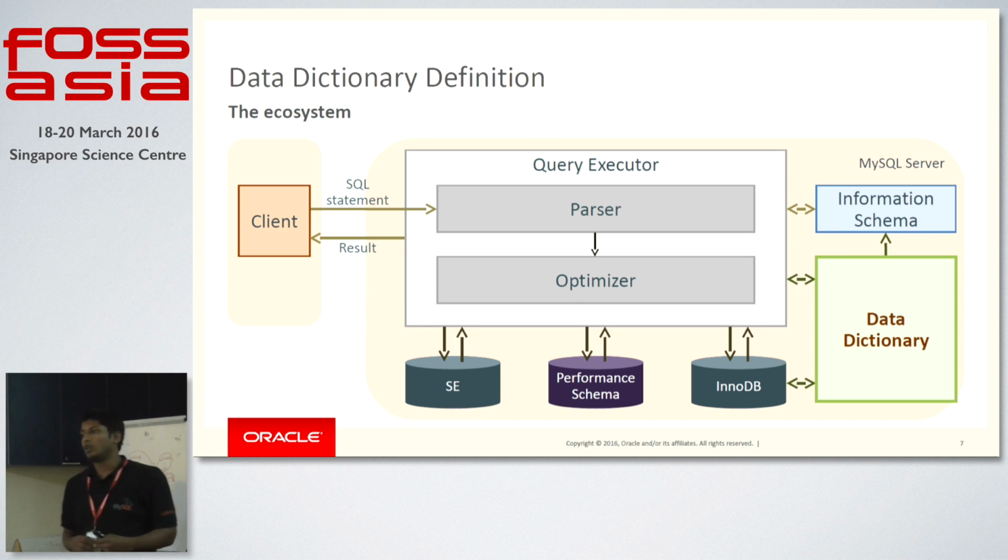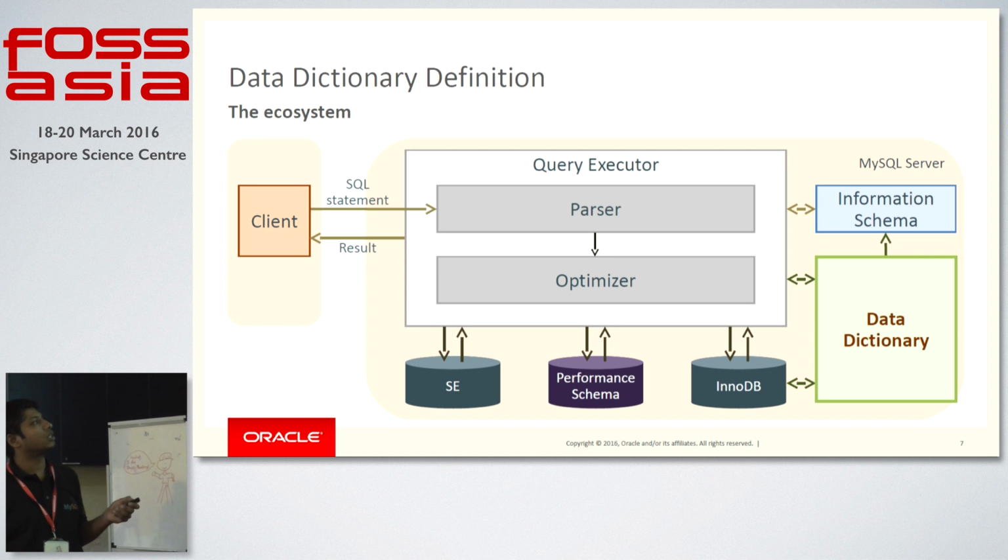Now the question comes, where does the data dictionary fit into the server architecture? So this is a client-server model in which here is the client and this is the server executor part and here is the data dictionary. The data dictionary interacts with three components. First one is the executor, second one is the information schema and third one is the storage engine.